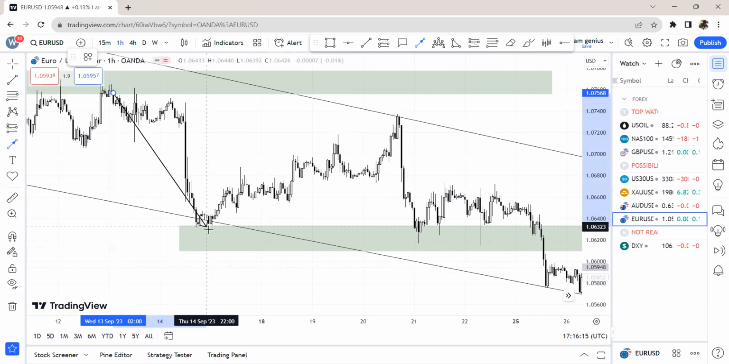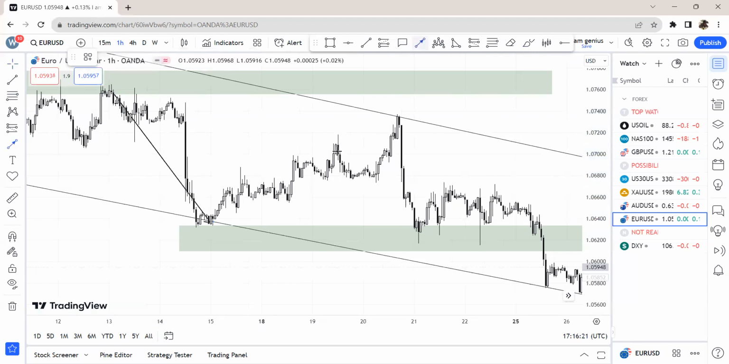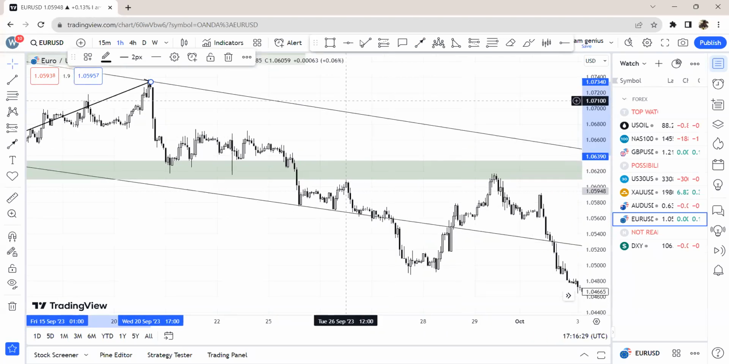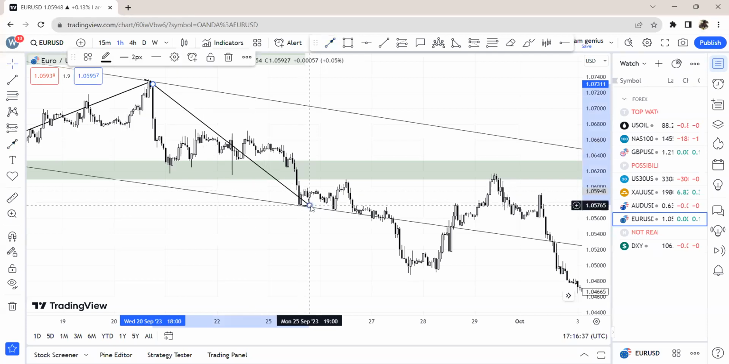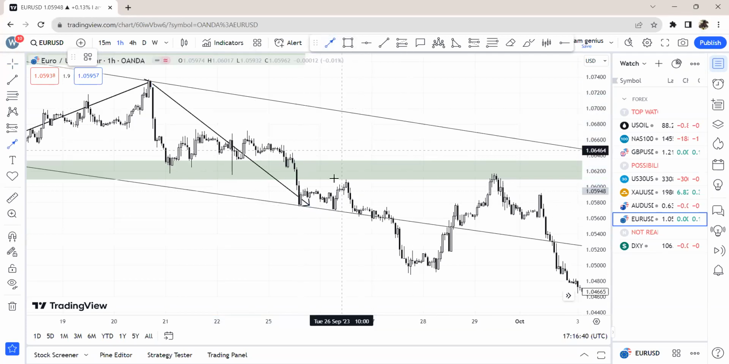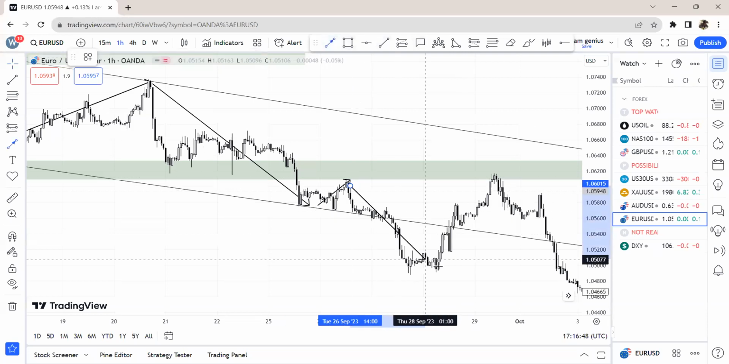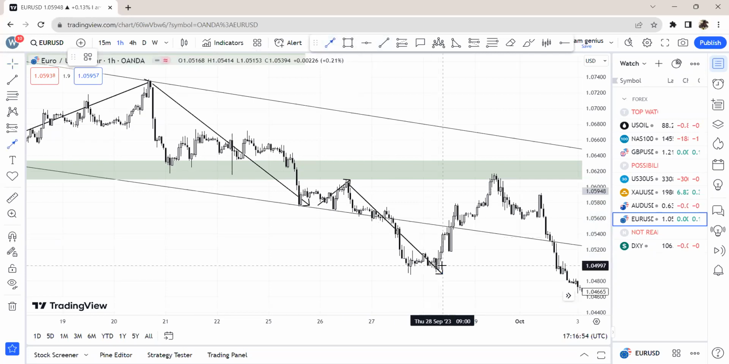We can see that the market came here, moved all the way from there, and pushed back up. In short, this was a support level. Then what happened? The market broke this level. So the market breaks this level. Then it comes back for this minor retest, this one. It goes further down.